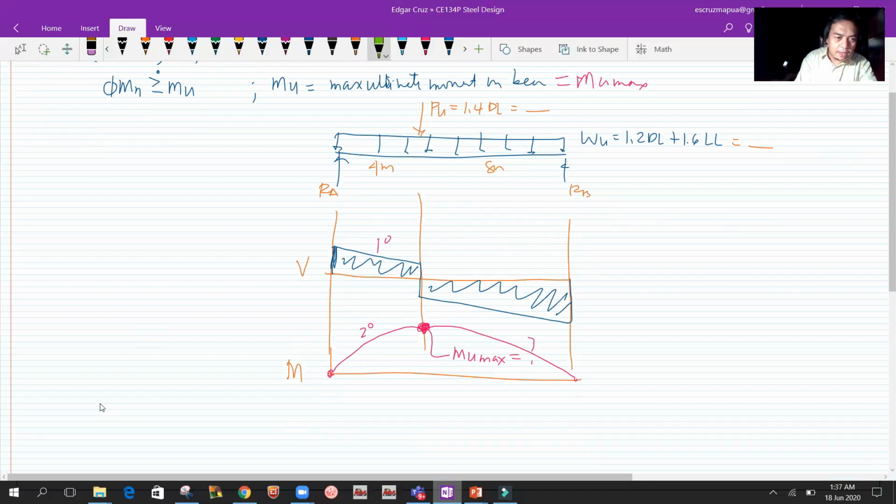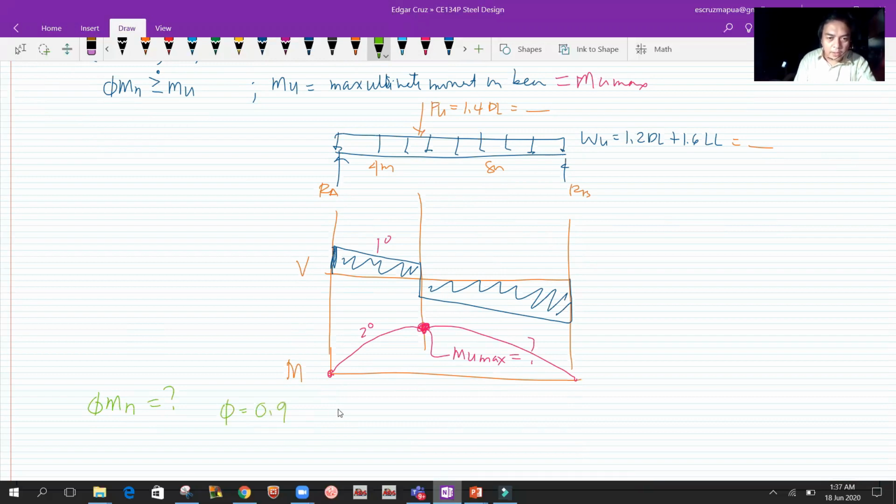So yung phi MN. So paano mo masasolve yan? Again, yung phi natin is 0.9 kasi flexure. Now, the question is, ano yung MN? Okay, so sabi natin, given yung, so unang gagawin natin dito is check compactness. Okay, so paano yun?